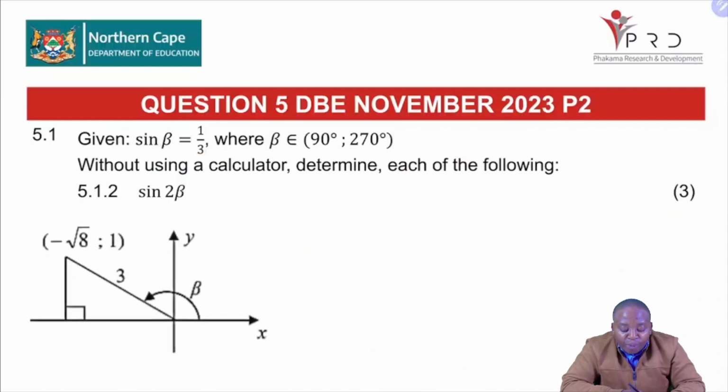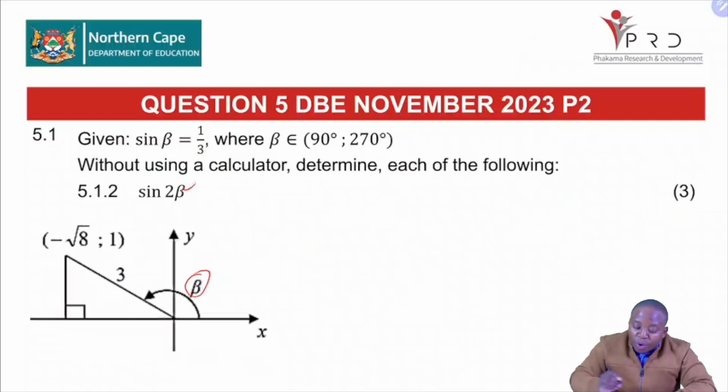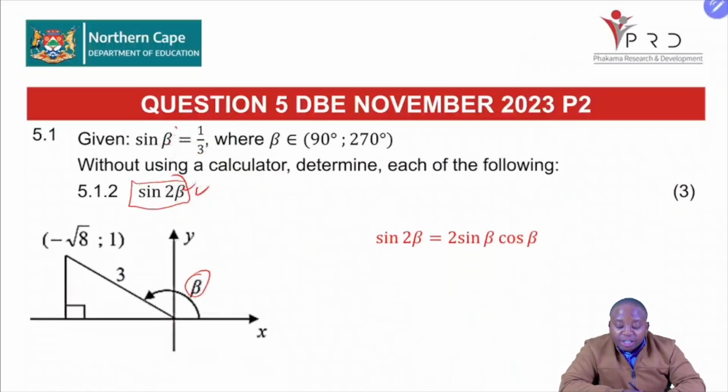Now, let's look at 5.1.2. We are required to find sine 2 beta. So what are we having here? Our angle is given in terms of beta, and we are now required to find the sine of 2 beta. How do we find sine 2 beta? What we're going to do here is the following. We need to expand our angle in terms of a double angle, because we are given a double angle of a sine instead of just an angle. Because remember here, beta and sine 2 beta are not the same thing. So we need to expand sine 2 beta in terms of a double angle.